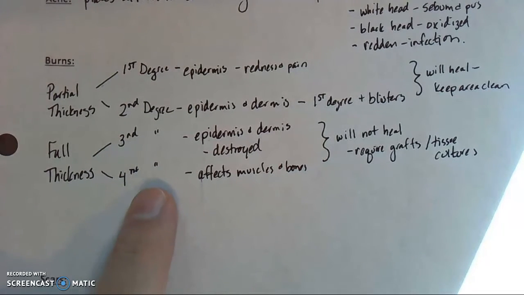If a full thickness burn, especially fourth degree, is over a certain percentage of the body, there's usually no way to save that person because there's so much underlying tissue exposed that infection is inevitable to set in, and it usually is a fatal injury. So usually they will try to make you as comfortable as possible in the hospital.